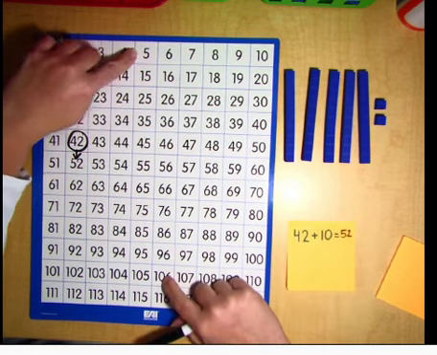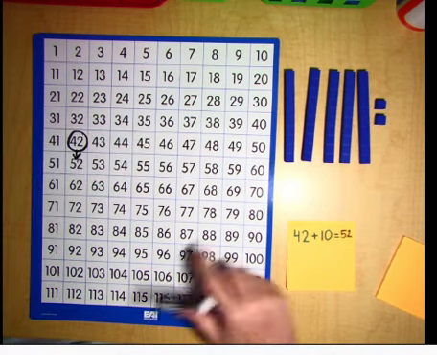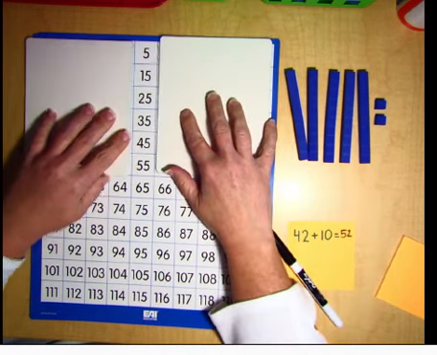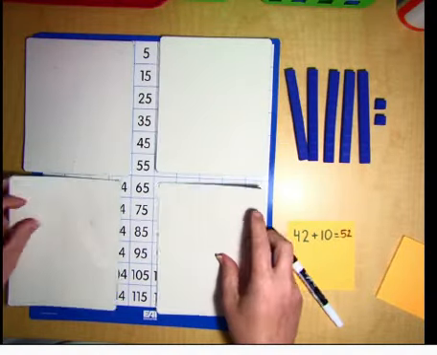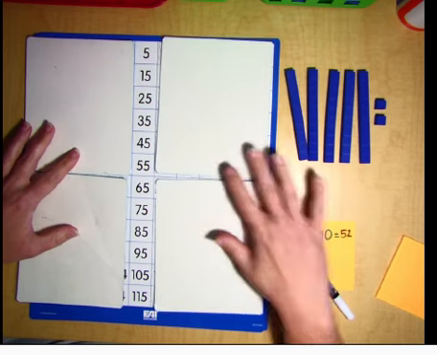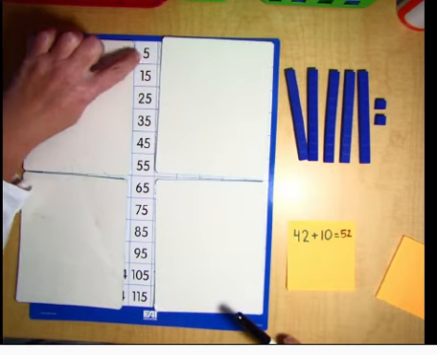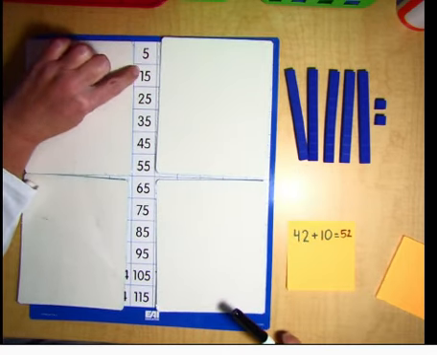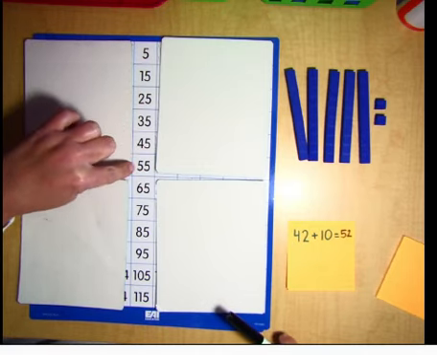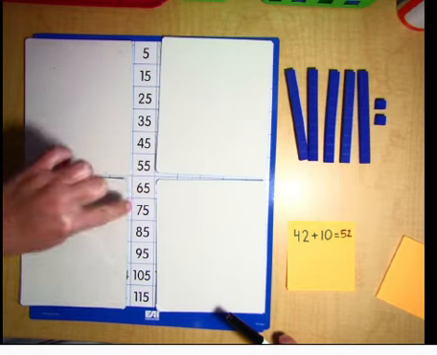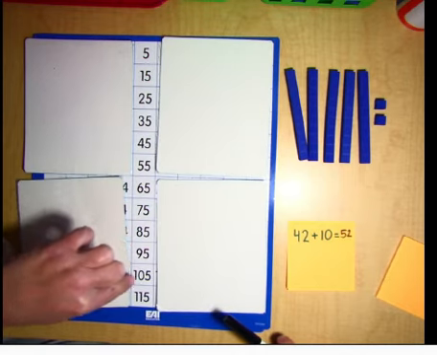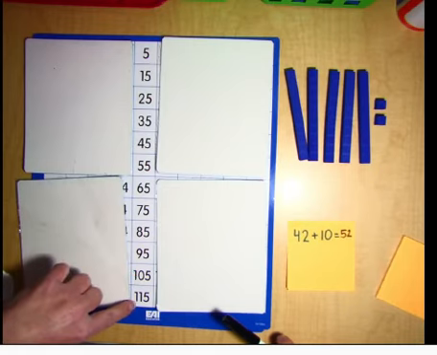So let's look at the column of fives here. I am going to cover the rest of our 100 board up so that we can only see that. It kind of helps our brains keep things a little bit simpler. Let's just look at this one. 5 plus 10 is 15, plus 10 is 25, 35, 45, 55, 65, 75, 85, 95, 105, 115.